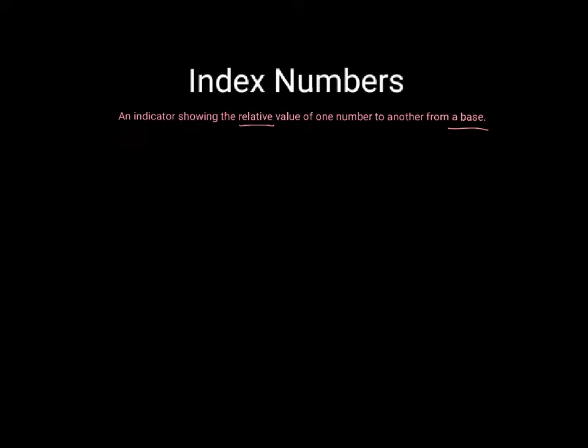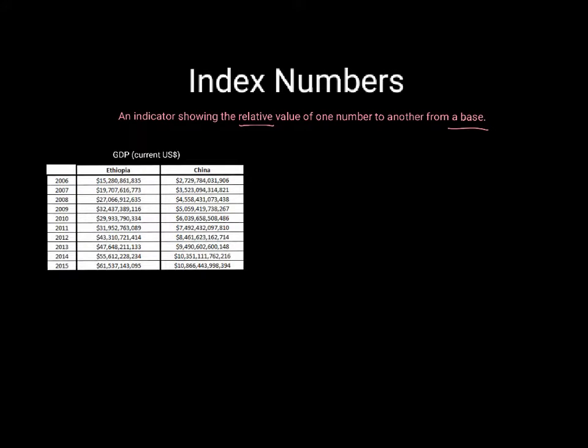So what we're going to look at is a little bit of real-world numerical data taken from the World Bank so we can see how index numbers can help us. What we've got here is the GDP in current US dollars for Ethiopia and China. The question we're going to address in this little video is which economy has performed better in terms of GDP since 2006. This data comes from the World Bank, and it's really difficult to tell just by looking at these numbers what's going on here.